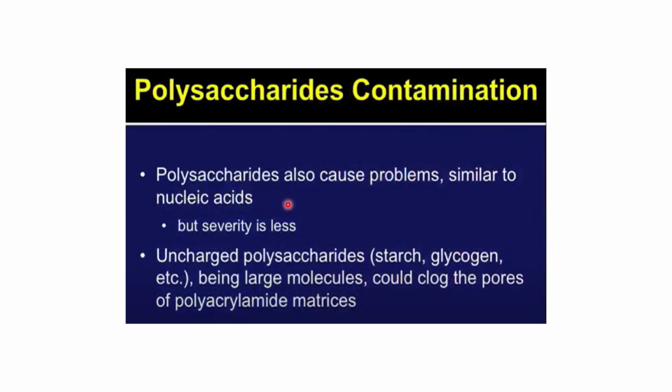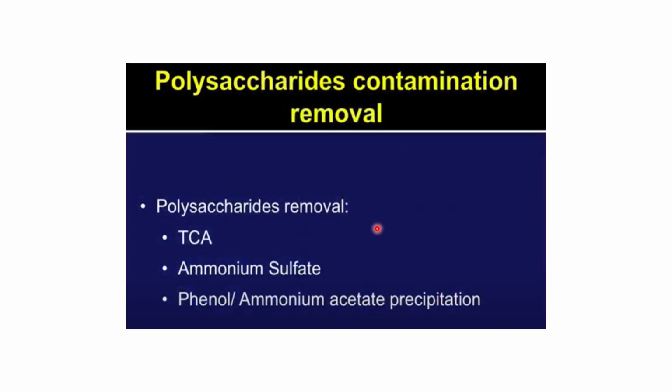Similarly, polysaccharides, if they are present in your sample, and majority of the time they are not present, but even if they are there, because they are larger molecules, on centrifugation those are generally removed, but they can also be removed by these precipitation methods.